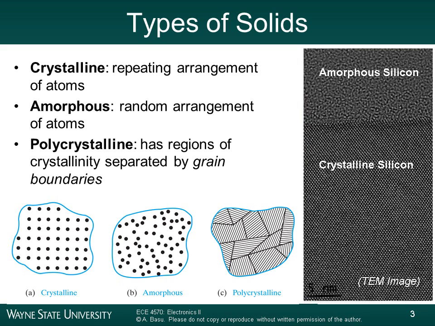These are the three types of solids. How many of you have seen this type of thing before? Crystalline, amorphous, and polycrystalline.